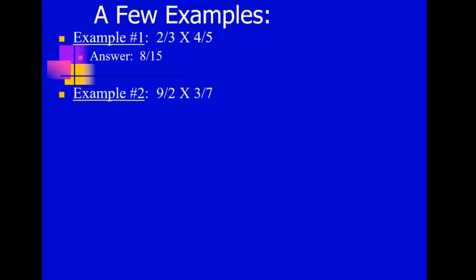Now, 27 over 14 can also be put as a mixed number. But we're not going to explain the mixed number here.